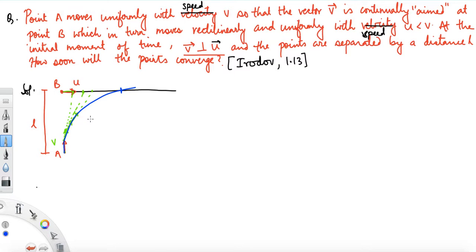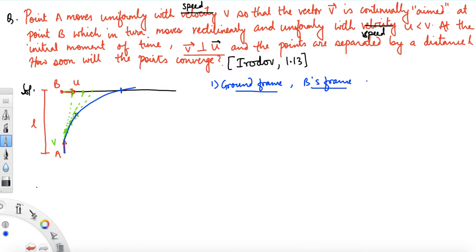So let's solve this problem. How are we going to solve it? We are going to use two different frames. One is number one, the ground frame, as well as the frame of reference of B, also we say B's frame. So we will use both frames to solve this problem.